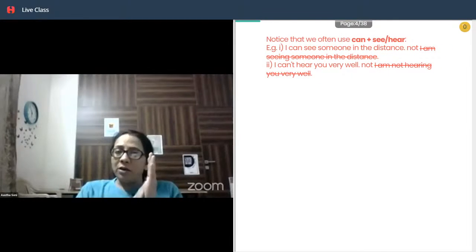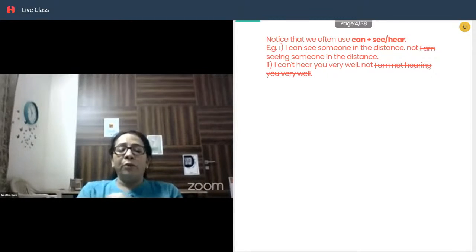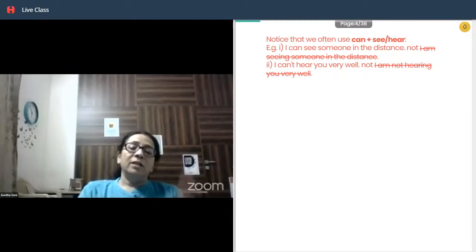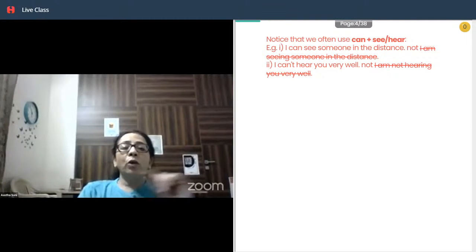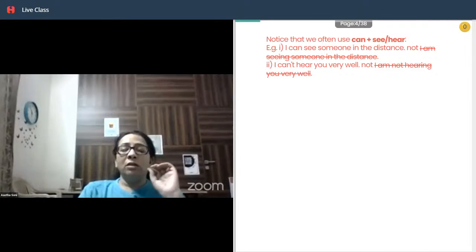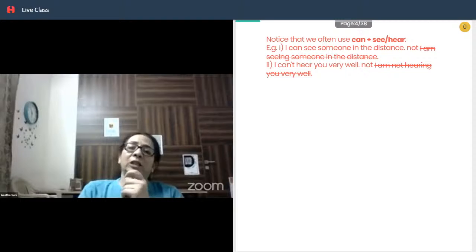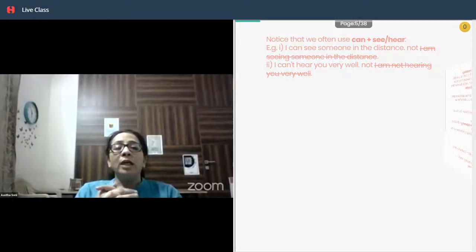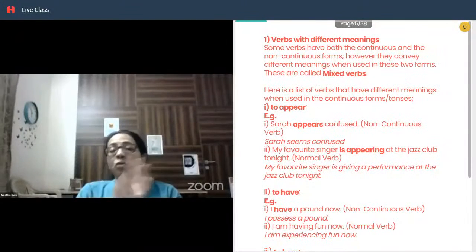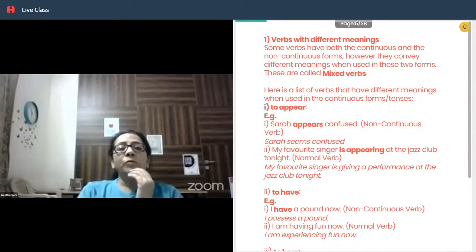With continuous and with non-continuous, the same verbs can be used, but they will have a different meaning altogether, and we had discussed it. With the modal verb can, and the words see and hear, the root verb remains the same. You cannot add ing. I can see you. "I am seeing you" is incorrect. That's not the right way to say. I can see.